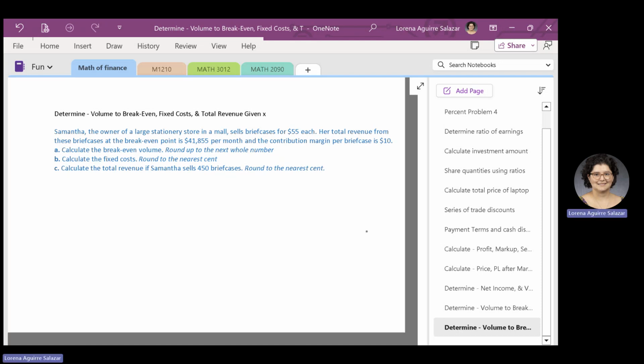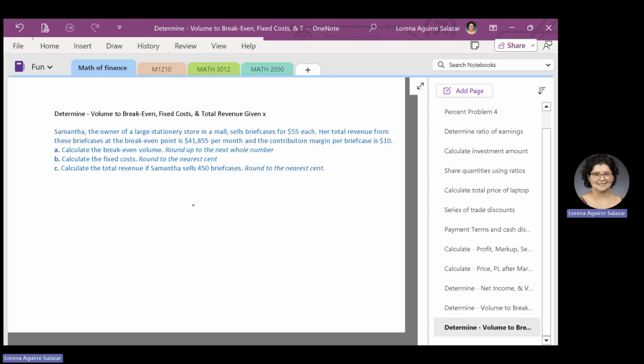We have three parts. First, calculate the break-even volume, and we want to round up to the next whole number. Second, we want to calculate the fixed costs and round the answer to the nearest cent. And third, we want to calculate the total revenue if Samantha sells 450 briefcases, and we need to round the answer to the nearest cent.